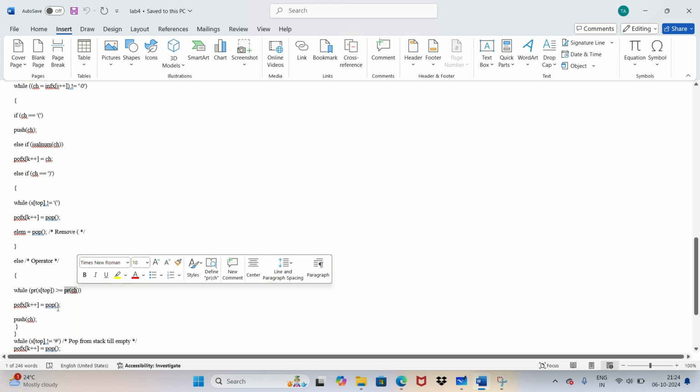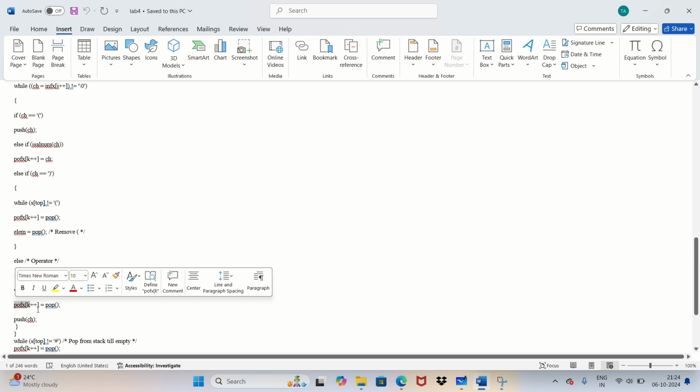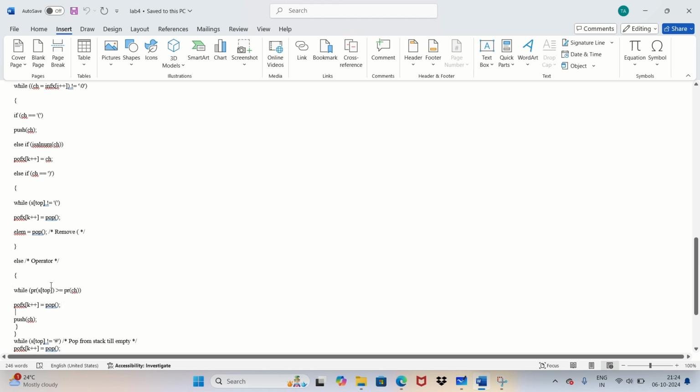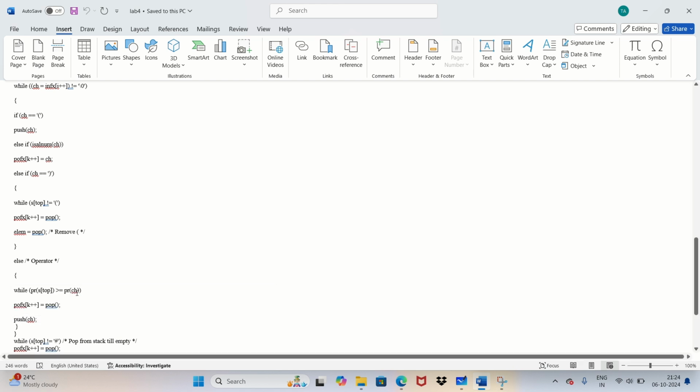Yes, 3 is greater than 2, which means you have to pop what is present on the top and put it in the postfix at index k, and after that increase k, k plus plus. If this condition was not true, it will push the character scanned from the infix into the stack.